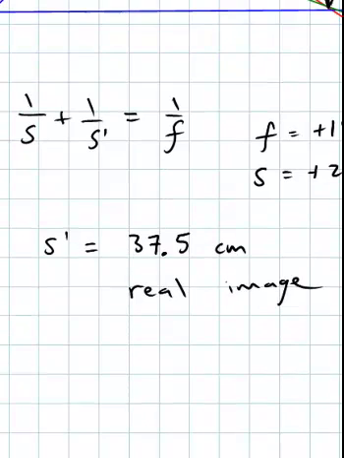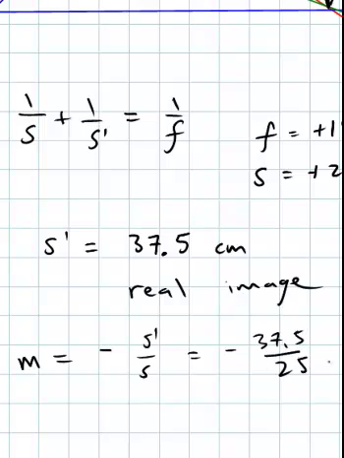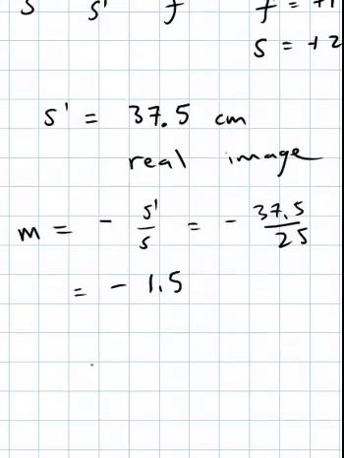And let's take a look at our magnification. We expect it from our drawing to be a little bit bigger. Let's see what we actually get here. My magnification is minus s prime over s. 37.5 over 25 is negative 1.5. So negative tells us it's inverted from the original.